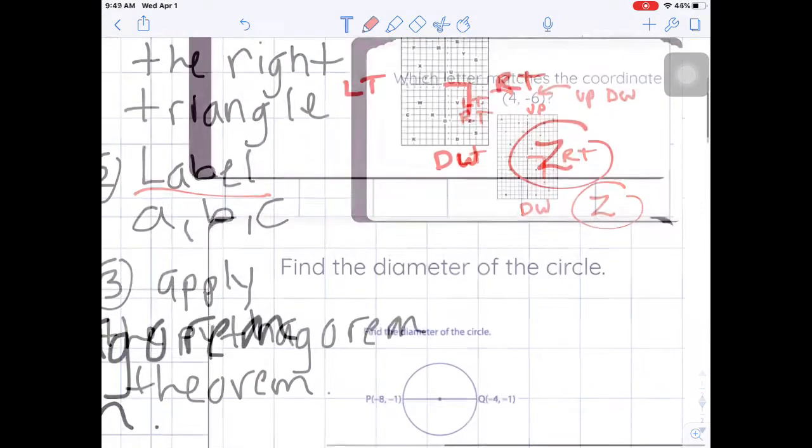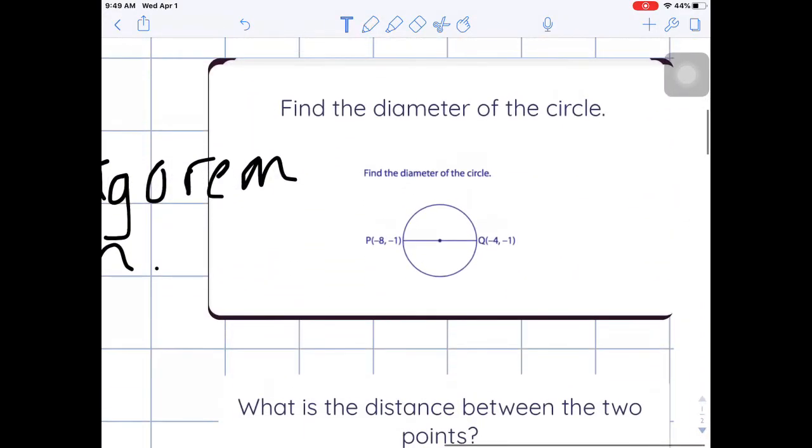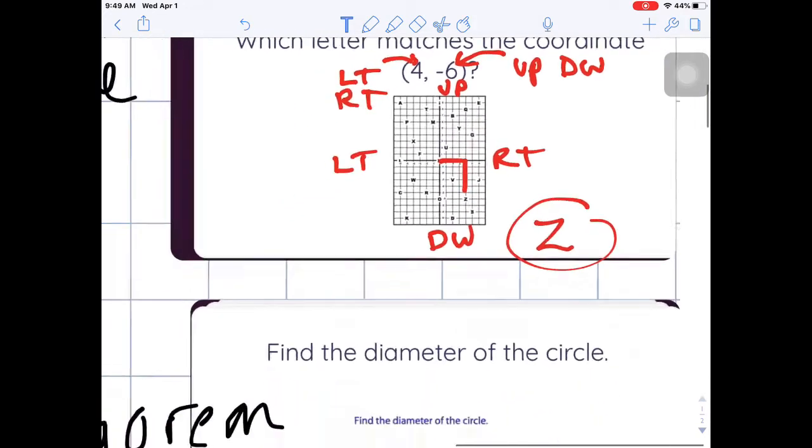And that's how you'll tackle some of these questions. And another question looks like, but I'm hoping you remember about the coordinate plane.